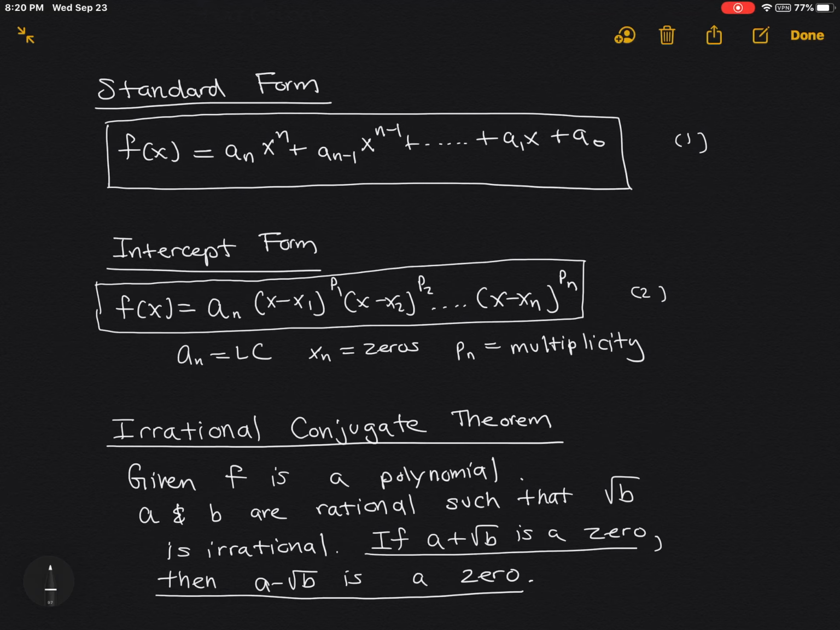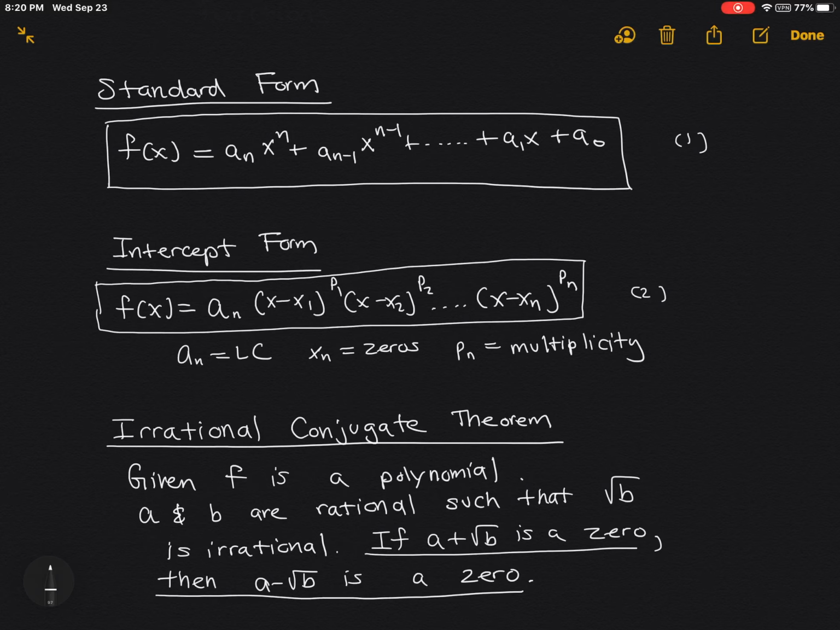So another way of naming this is called factored form. And again, a sub n is your leading coefficient, x sub n are your zeros, and p sub n, right, whatever that multiplicity or whatever that exponent is. So far I talked about multiplicities, right, how many times a zero occurs. You will see that in the context of graphing.